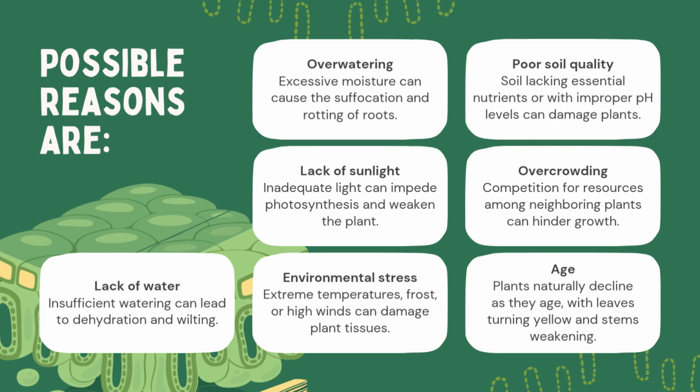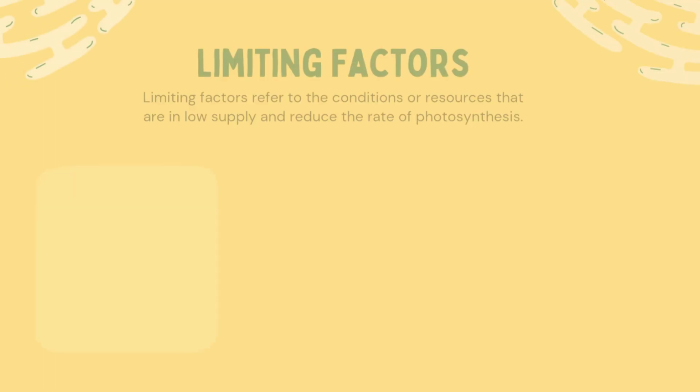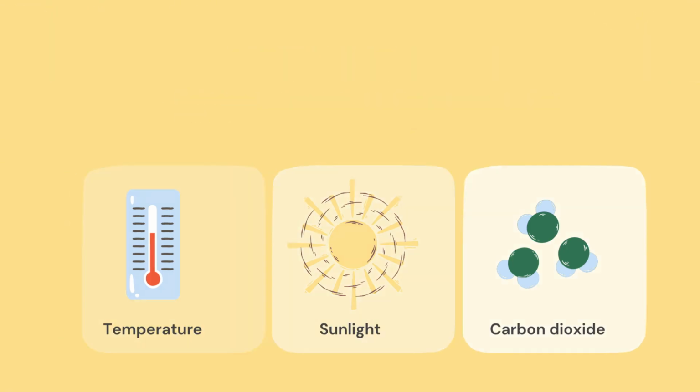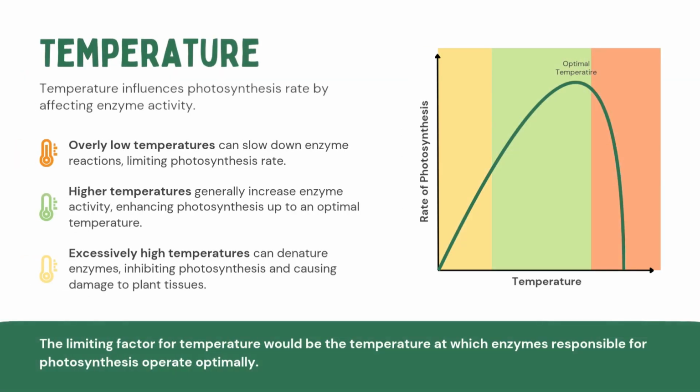Now here's the science twist. Limiting factors. These are the things that slow down photosynthesis when they're in short supply. The main limiting factors are temperature, light intensity, and carbon dioxide. Temperature affects enzyme activity in photosynthesis. Too low? Enzymes slow down and photosynthesis drags. Just right? Enzymes work optimally and plants thrive. Too high? Enzymes denature, plant tissues get damaged, and the party's over.